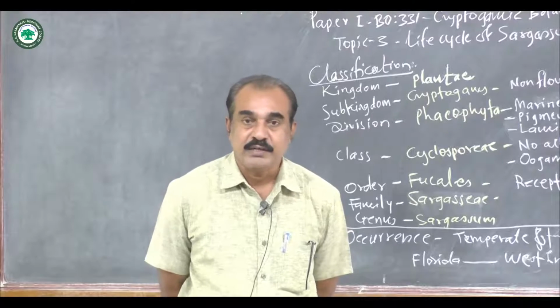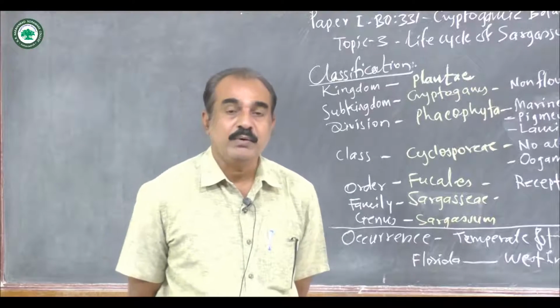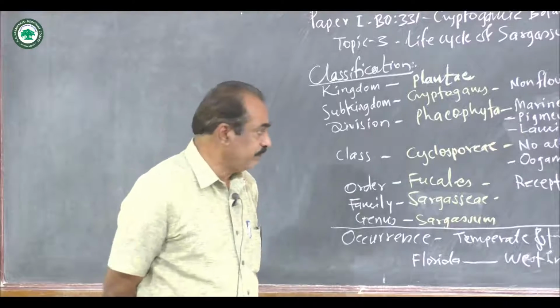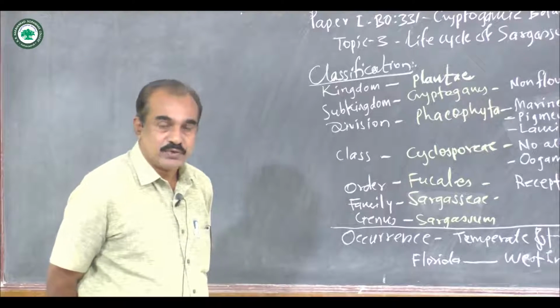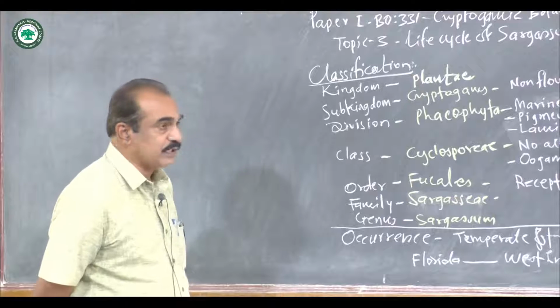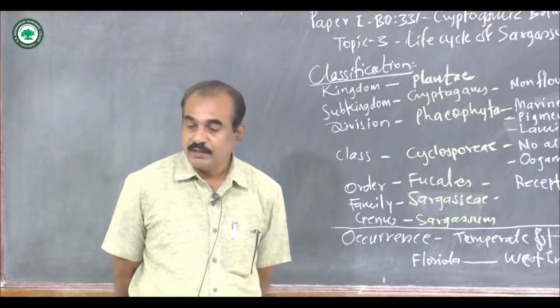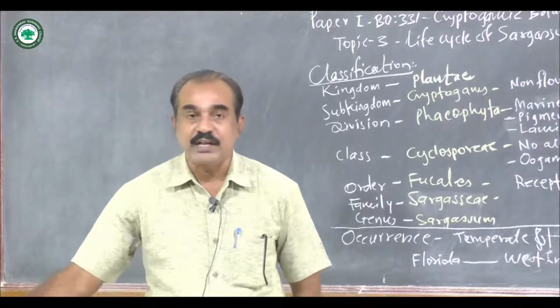Now occurrence, it is a marine water form. It is found in the tropical and temperate region of the world. Then it is dominant in between the ocean of Florida and West Indies. So that ocean, that sea is called as the Sargasso Sea. Now we are going to see the thallus structure of the Sargassum.